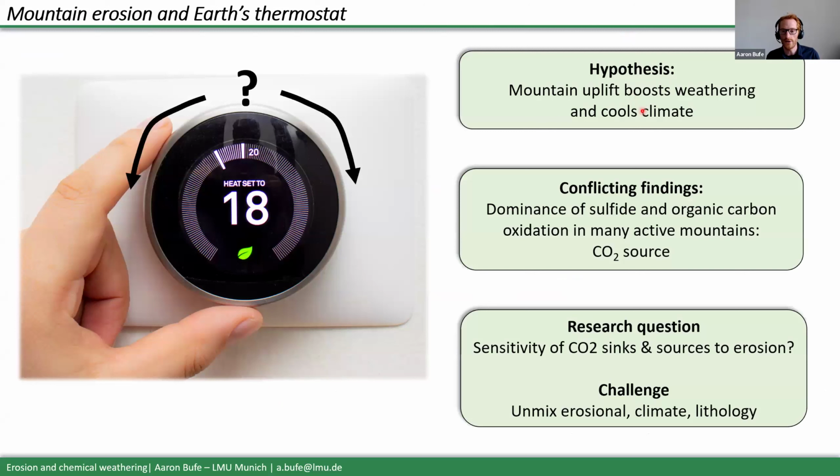So we have this hypothesis, but then these conflicting findings from active mountain ranges, where we are often dominated by these reactions that act as CO2 sources. So does erosion actually boost CO2 drawdown, or does erosion actually increase CO2 release and therefore turn up the thermostat, if you will?